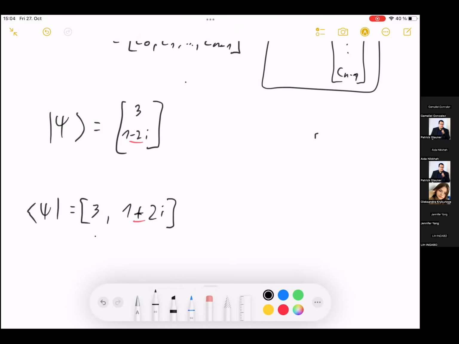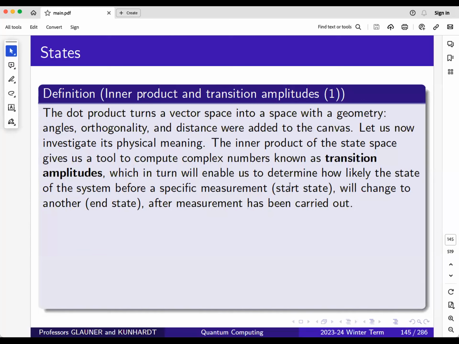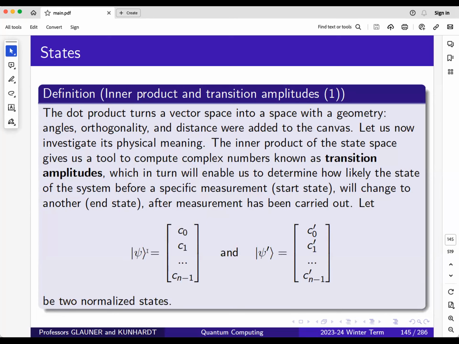Then we will also see, that's probably something I can show you on the slides the best. So just switching to the slides. We will now wonder about so-called transition amplitudes, and we will take advantage of the dot product. Concretely, we will have two normalized states. We will have a psi ket and a psi prime ket. We will say that we have our start state, which is our psi ket, and we want to do a measurement, and we want to know how likely the state of the system before the measurement will change to the end state after the measurement has been carried out.